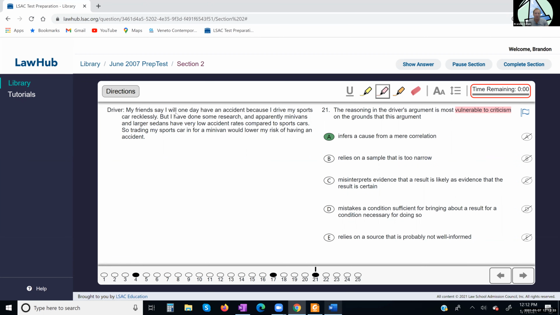Now, my friends say that, if I go to the conclusion, trading my sports car in for a minivan would lower my risk. That is causal language. Doing the action of trading it in would have the effect, would trigger the response of lowering the risk of an accident. That is a correlation, okay? The evidence was just that there are low accident rates for the minivan versus sports cars, okay?